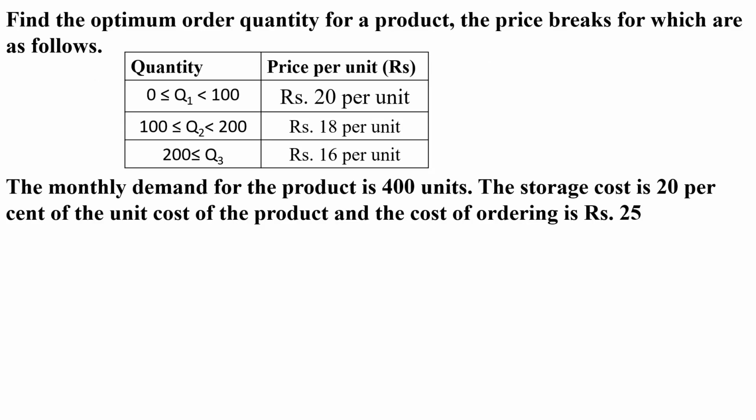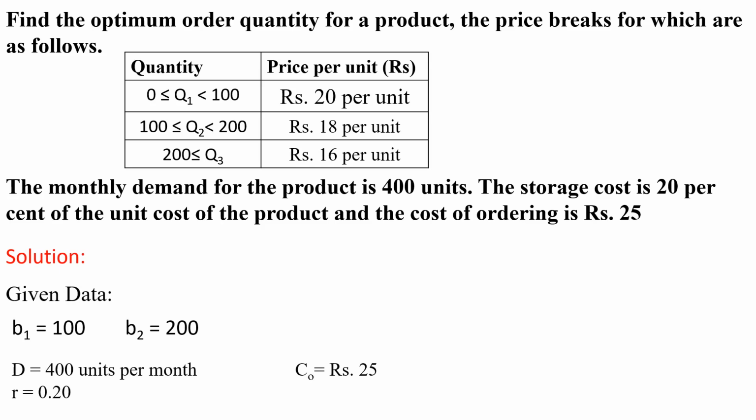Let's see the problem. Find the optimum order quantity for a product. The price breaks are as follows. Quantity Q1 lies between 0 to 100 and the price per unit is 20 rupees. Quantity Q2 lies between 100 to 200, price per unit is 18 rupees. Quantity Q3 is greater than or equal to 200 and the price per unit is 16 rupees. The monthly demand for the product is 400 units. Storage cost is 20% of the unit cost of the product and the cost of ordering is 25 rupees.